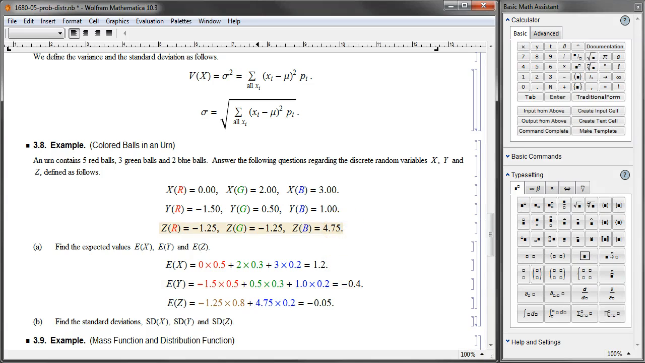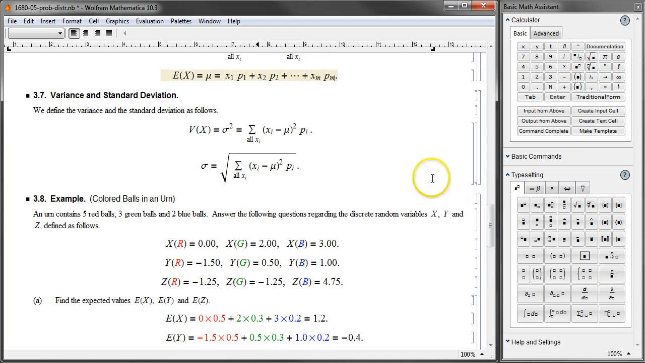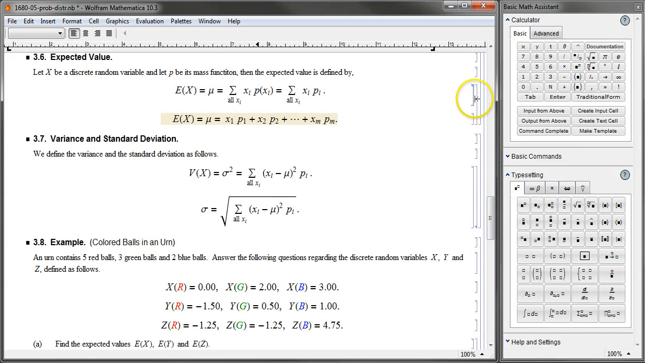How about the expected value of the third random variable here? -1.25 times the probability of red or green, so we get 0.8. 4.75 times that probability, which corresponds to the blue ball. Calculated, we get the expected value. Just using this formula over and over again. It's simple.